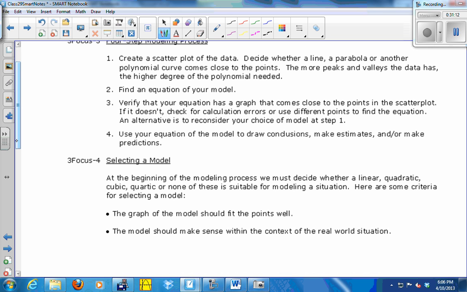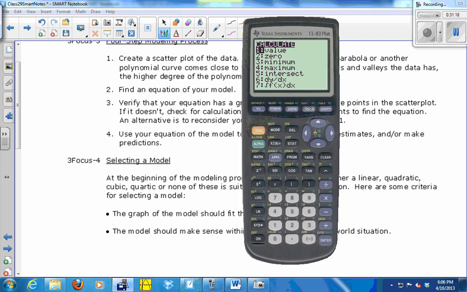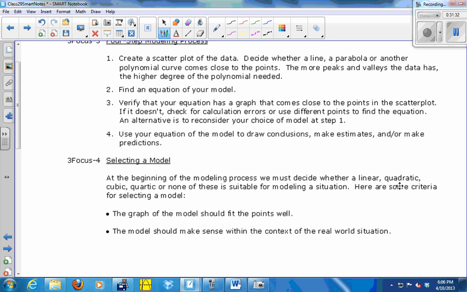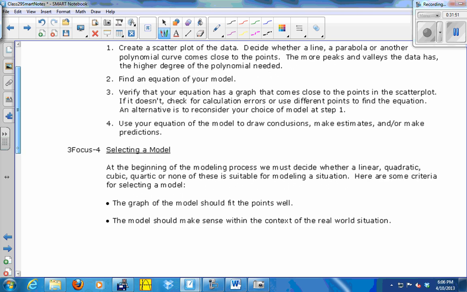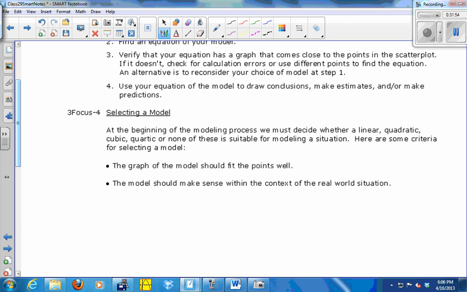All right, so then you have your calculator find an equation for your model. When you go into the stat calculate menu of your calculator, we have linreg, quadreg, cubic reg, and quartic reg. So you can go up to a 4th degree. Verify that your equation has a graph that comes close to the points. So look at your equation graphed with the scatter plot. And if it doesn't, you either need to pick a new kind of regression or check for mistakes. And then you can use your equation of the model to draw conclusions, make estimates, make predictions.